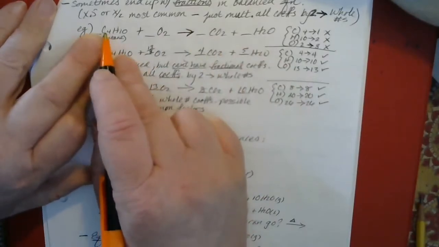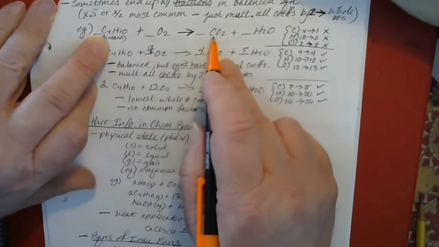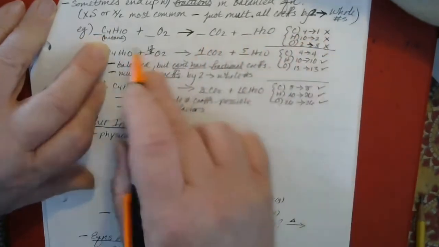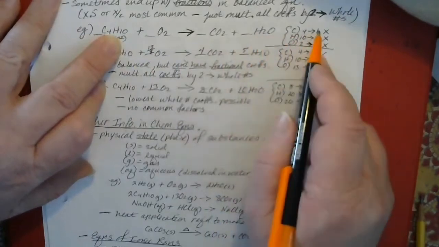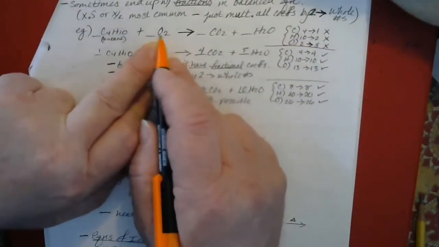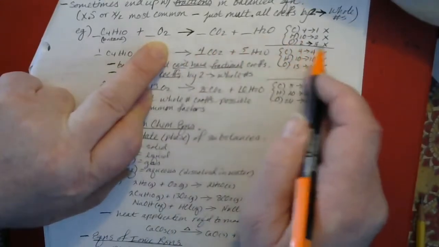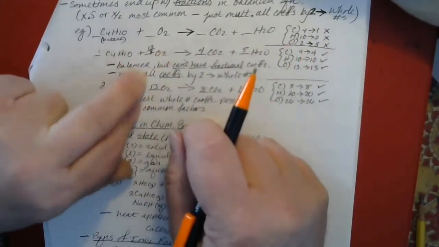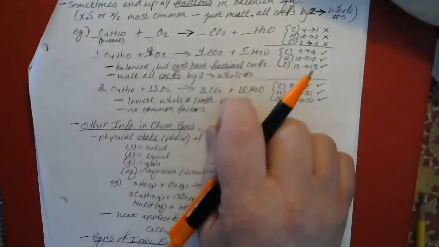We've got 4 carbons in butane, and we have only 1 carbon coming out. That's a problem, not balanced. 10 hydrogens going in and only 2 hydrogens coming out. That's a problem, not balanced. 2 oxygens going in and 1, 2, 3 coming out. That's also a problem, not balanced. What we can do, actually, I am going to do that step by step.